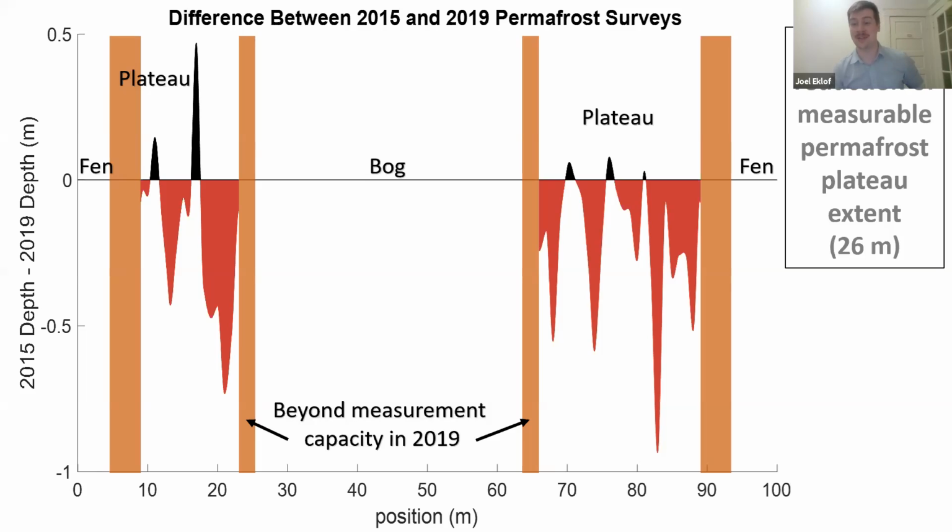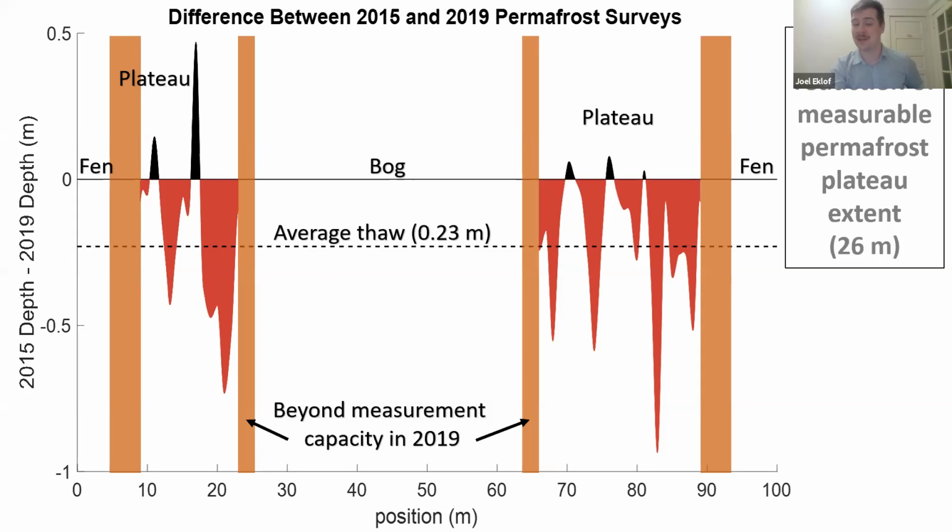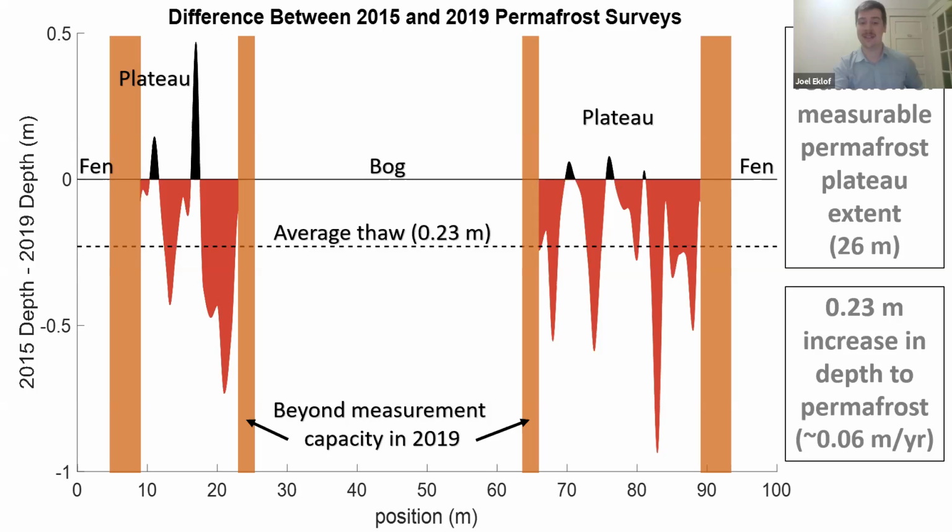These data coincide with a 26% reduction in measurable permafrost plateau. That represents the bog expanding into that permafrost plateau, as well as the fen encroaching on the outside. And of data that was both measurable in 2015 and 2019, we observed a 0.23 meter thaw across those 4 years, which coincides with about 6 centimeters of thaw per year, which confirmed that this site is thawing very rapidly.